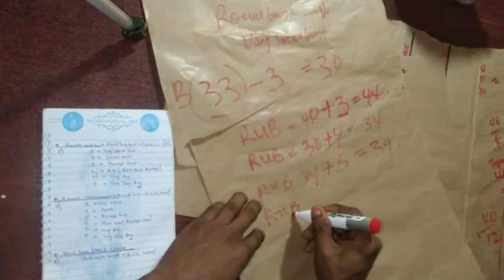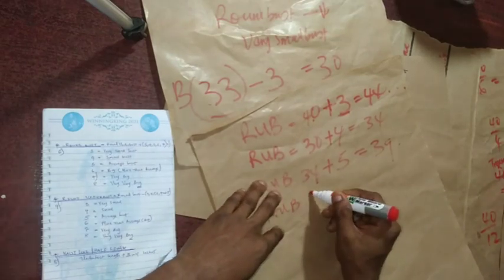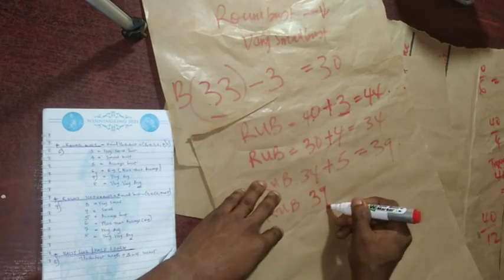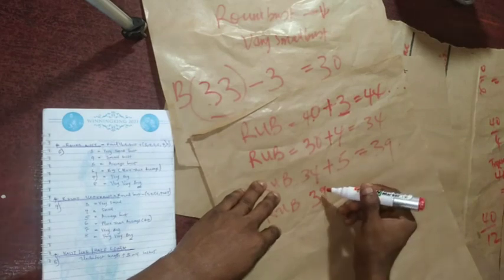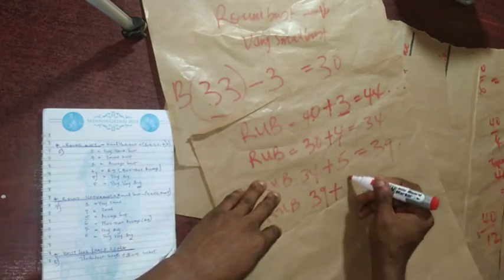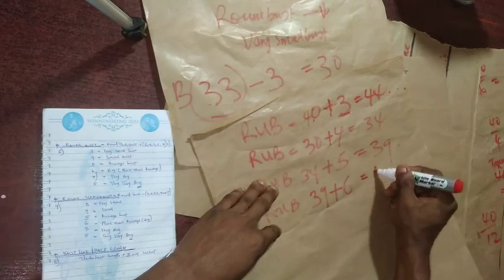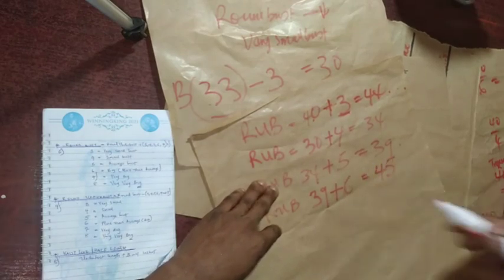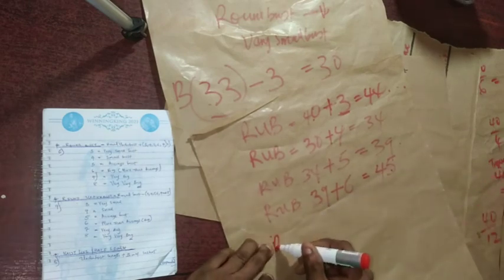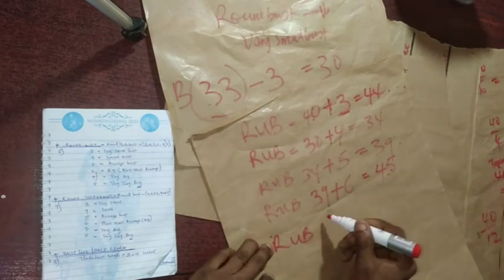Okay, let's say someone has a round under bust of 39 inches, has a big bust, a bust that is more than average. All you are going to do is 39 plus 6, which will give you 45. That means the person's bust is now 45.